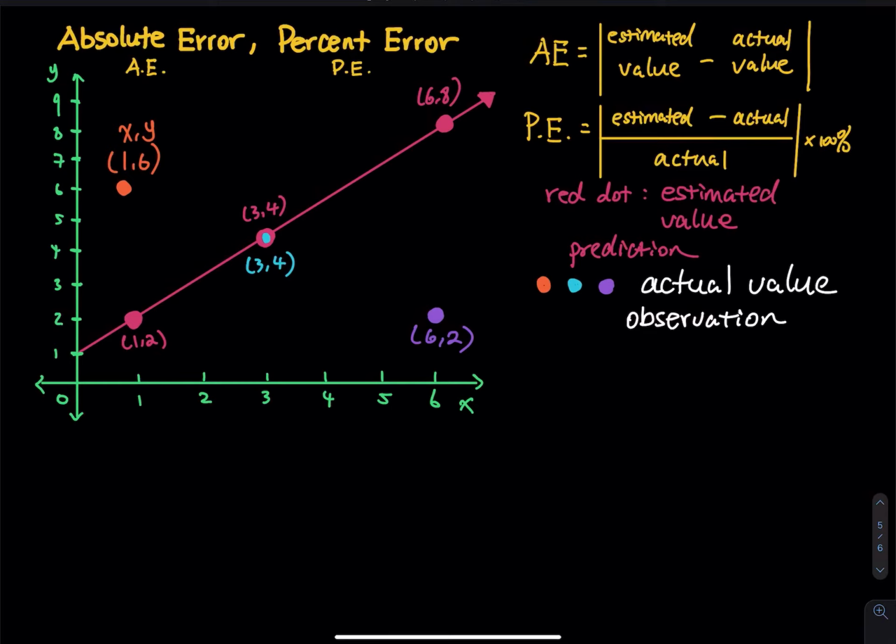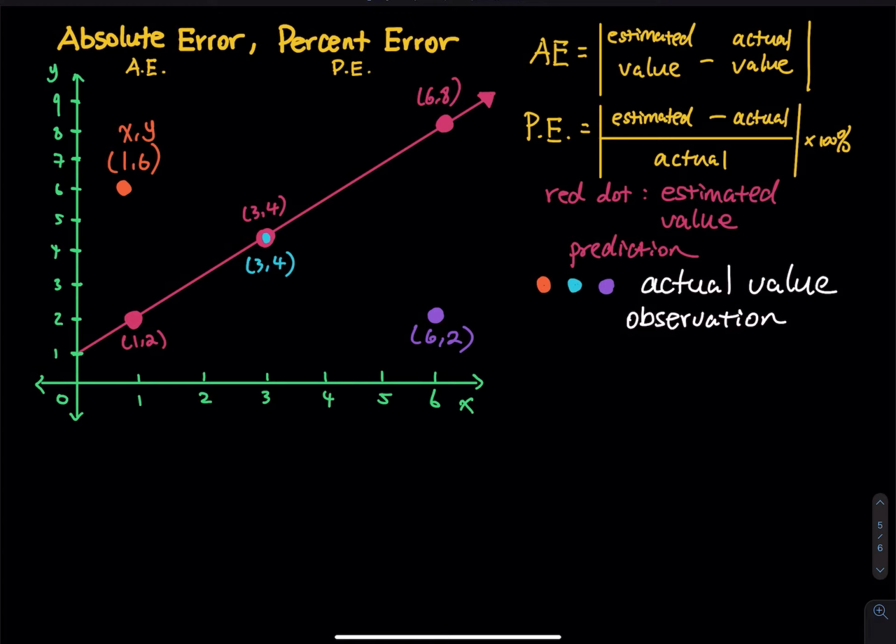There are two different types of value in this scatter plot. The first type is the red dot. The red dot represents your prediction and estimated value. And then the other three dots, one in orange, one in blue, and one in purple, they are actual value.